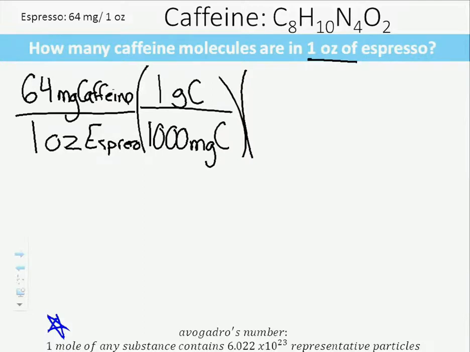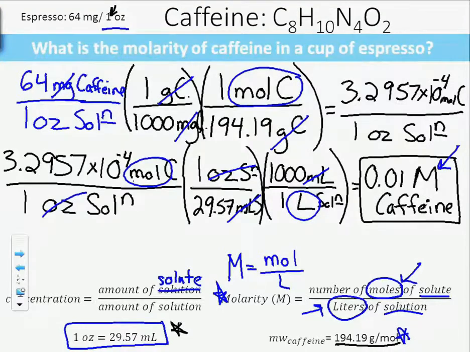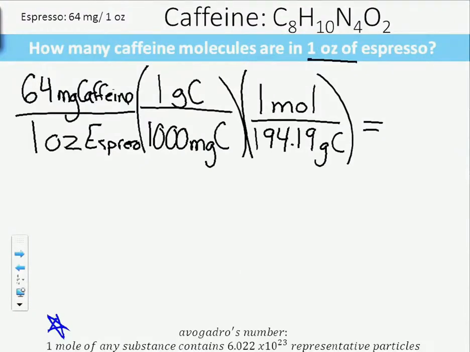Then we asked, how many grams are in 1 mole? 194.19 grams of caffeine in any 1 mole. And that gives us our answer that we got before. So if we go back here, we got 3.2957 times 10 to the minus 4th moles of caffeine.